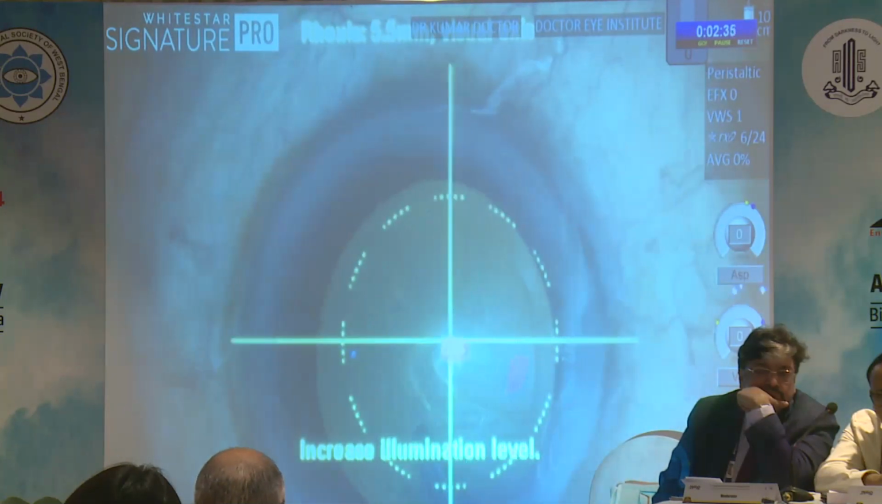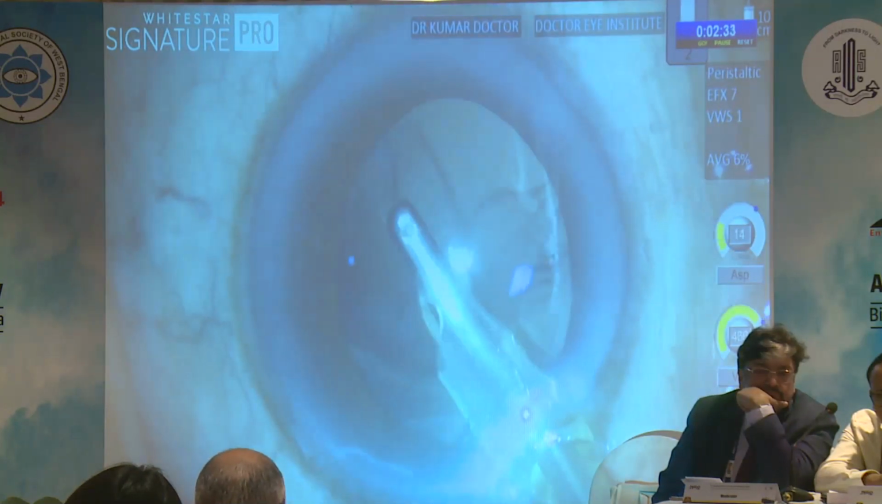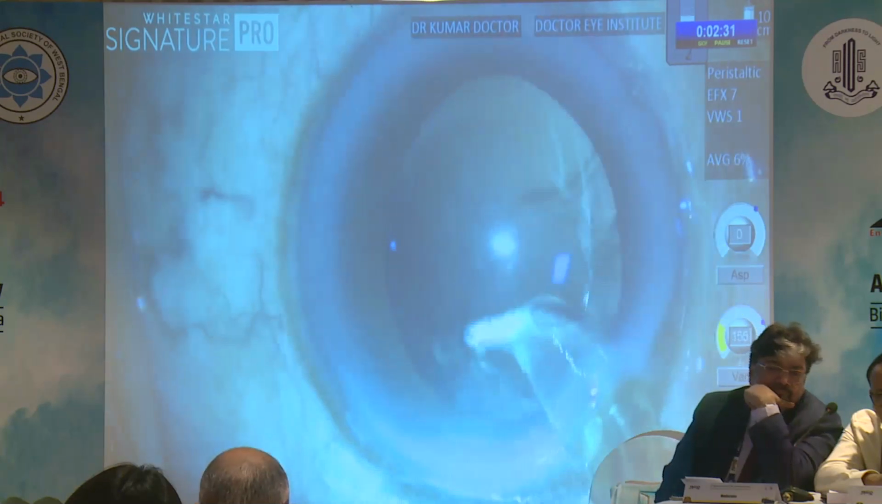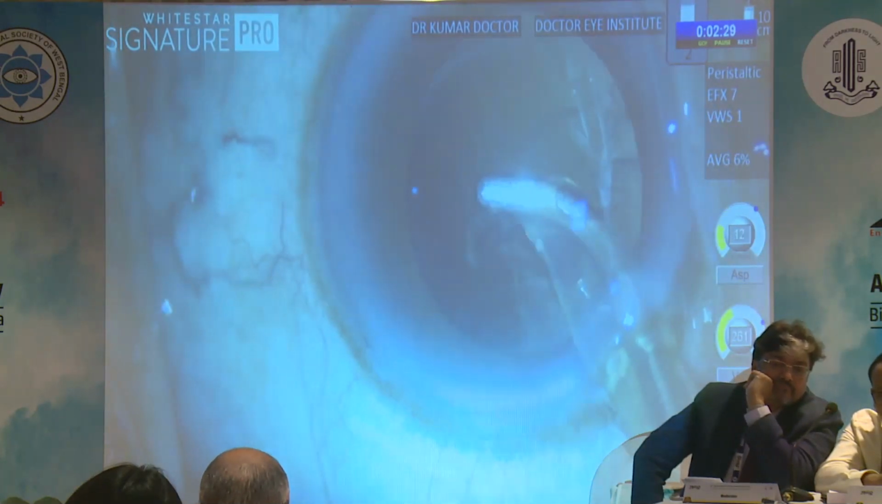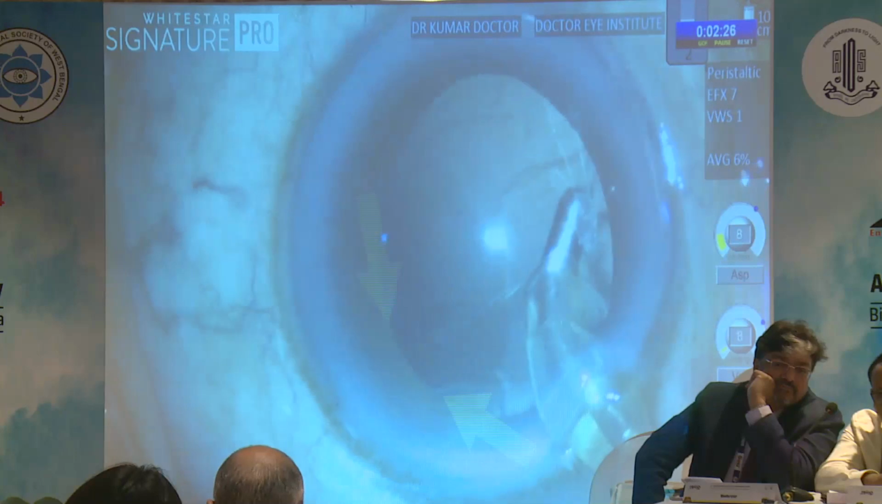This is actually a weak spot. During irrigation aspiration, this is the same spot which is a weak spot. The CCC tears and it gives way.